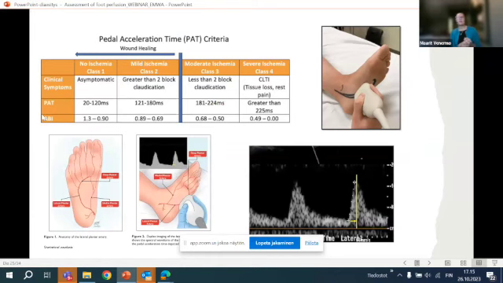PAT, pedal acceleration time, it's a new method. It's under investigation, and I hope that we will get soon good information how valid it is in assessment of foot perfusion and also healing. It is measured from the duplex curve, and it is the time that is needed to achieve the highest point during systole, starting from the lowest point during diastole.